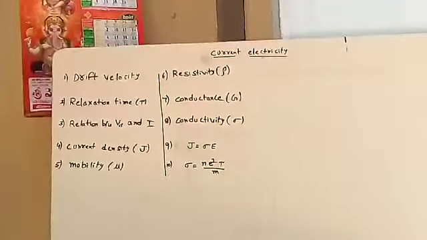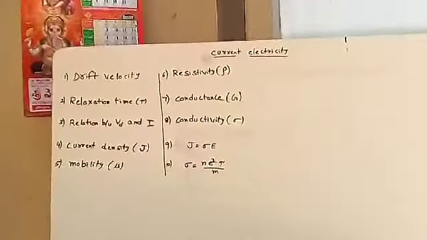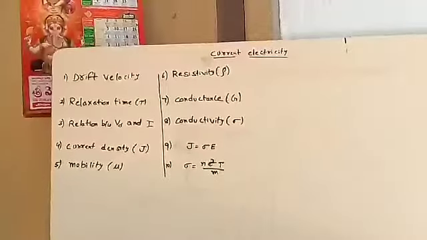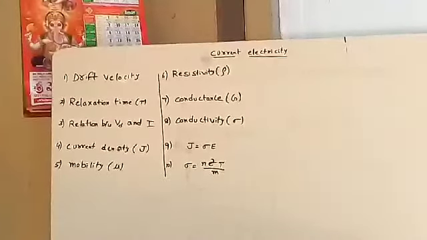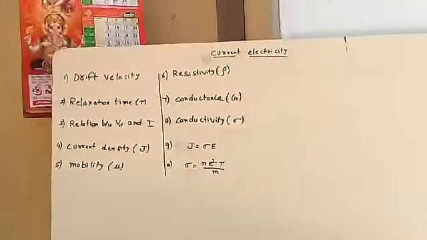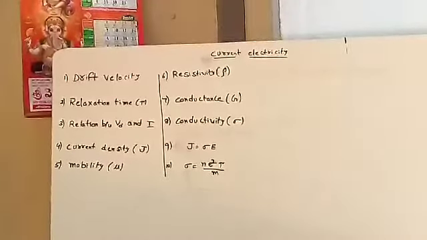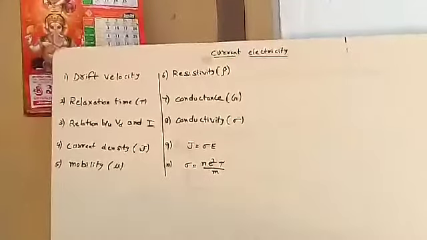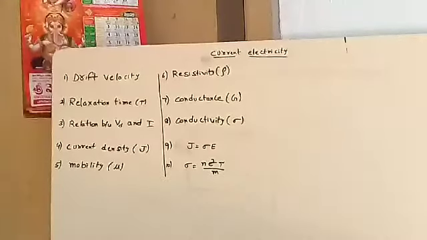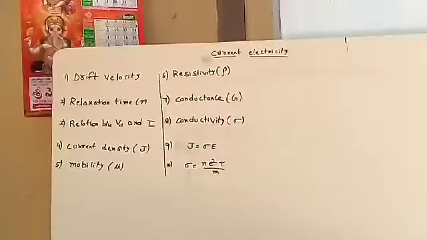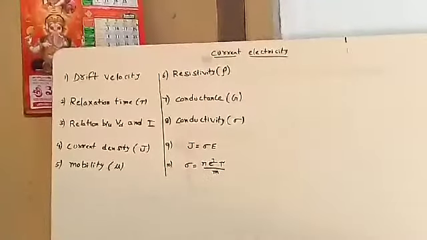Yesterday we started current electricity. In current electricity we learn a few basic concepts. Once again I am recollecting those concepts. First we learn the definition of electric current, then how these charge carriers pass through conductors, the different substances. Later we will learn the principle, that is Ohm's law. Next, the factors on which resistance depends. So those things we learned yesterday.